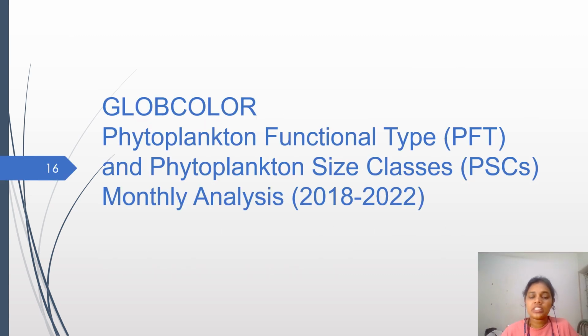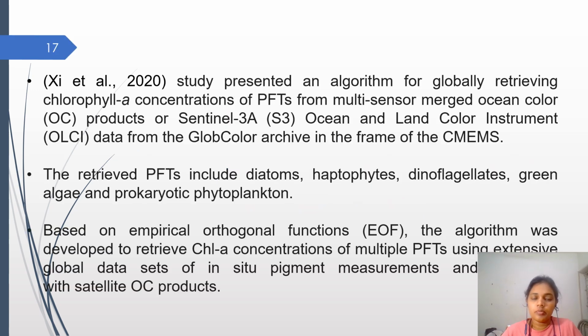Next, we will move on to the monthly analysis of PFTs and PSCs from 2018 to 2022. Before giving the analysis plots, I'll give a brief description of how these PFTs and PSCs have been retrieved. In 2020, a study titled Global Chlorophyll Concentration of Phytoplankton Functional Types with Detailed Uncertainty Assessment using Multi-Sensor Ocean Color and SST satellite products presented an algorithm for retrieving PFTs from multi-sensor merged ocean color products and OLCI data using empirical orthogonal function.